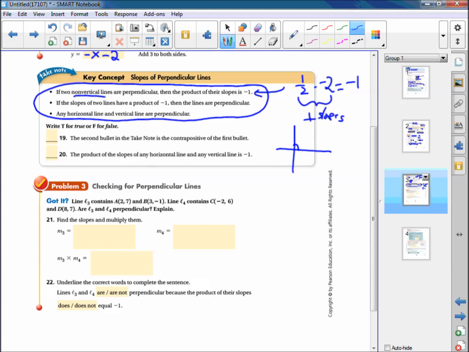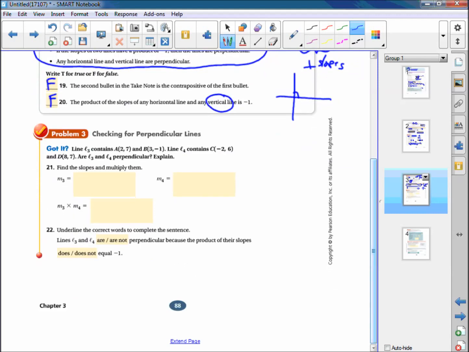Okay. So write true or false for each of these bullets. The second bullet in the take note is the contrapositive of the first bullet. This is false. Contrapositive is to flip the first one around and negate both parts, but it doesn't do any negation at all. Okay. And then in number 20, the product of the slopes of any horizontal and vertical line is negative 1. This is also false. Remember, the vertical line is going to have an undefined slope, so we can't find the product of it at all.